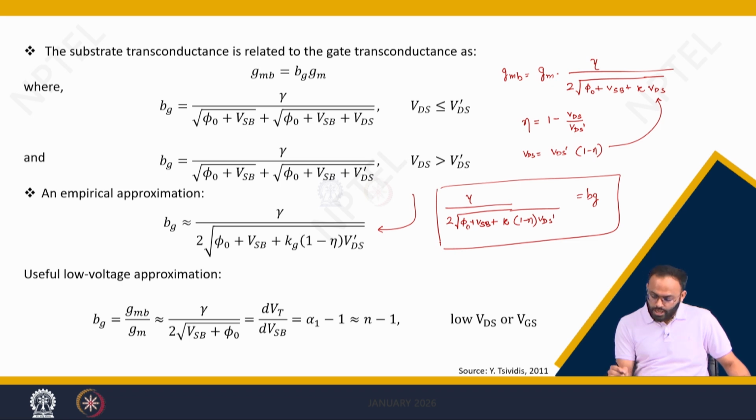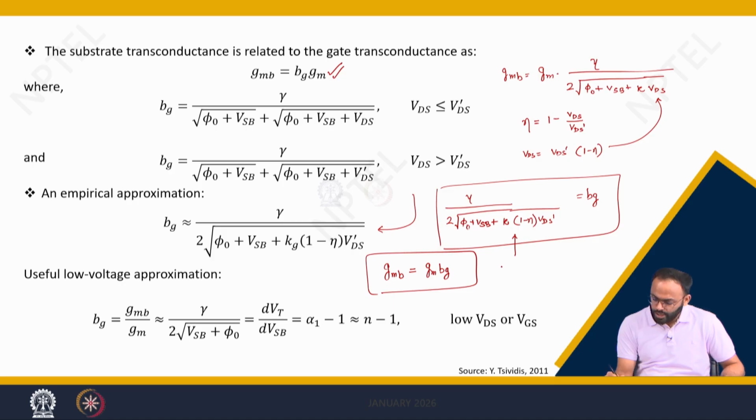is defined as BG, right. Now, I can simply say the transconductance, the substrate to body transconductance or the substrate transconductance is nothing but GM into BG, right, which is here. Now, let us do a further simplification. As I said that this holds good when the voltage is very small. If the voltage VGS or VDS is very small, I can simply ignore this factor and BG can be written as gamma divided by 2 times phi naught plus VSB.